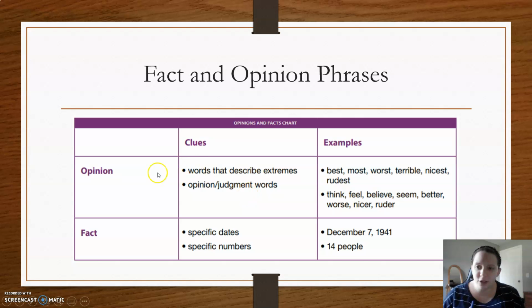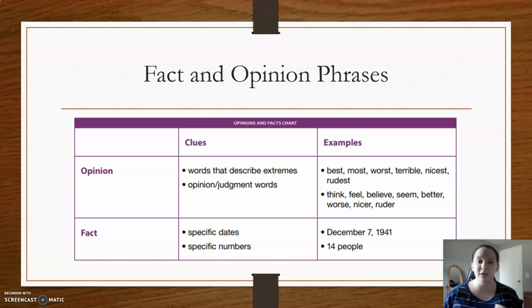So here are some clues to look for with fact and opinion. When you're looking at opinions, the words are extreme, like this is awesome, it's the greatest, terrific, or the most awful. Those are really good judgmental words to show that it's an opinion. While with a fact, you might have a specific date or specific numbers, something you can actually prove. Saying the United States is the best country is an opinion. But the United States has 50 states is a fact. I can look in a book and say, yep, there are 50 states here. So it's definitely two different things.